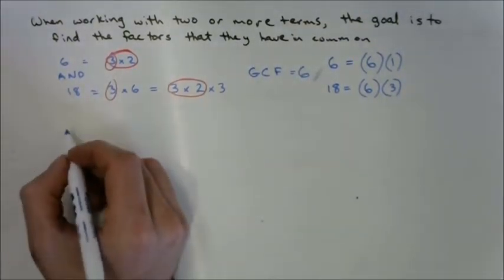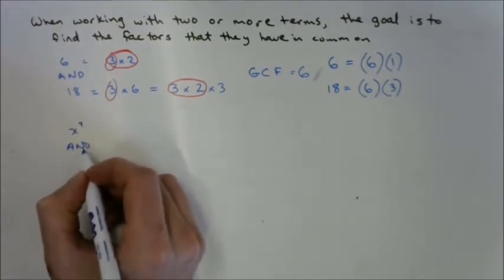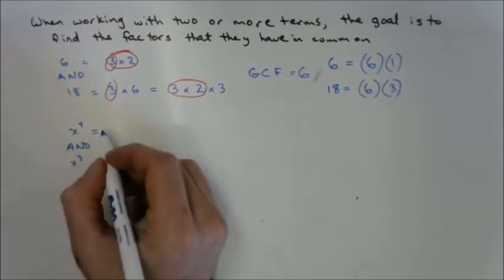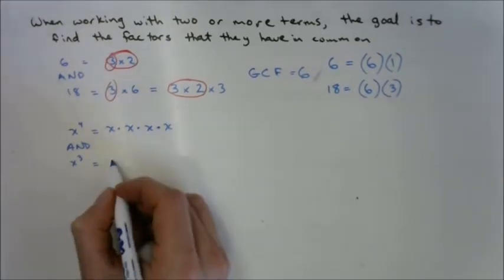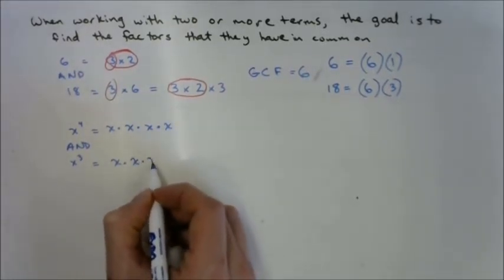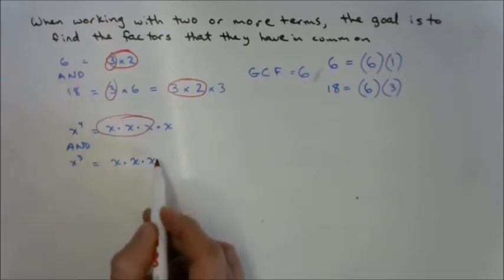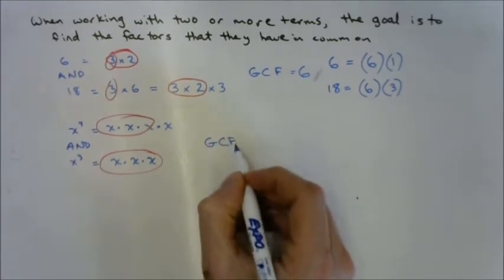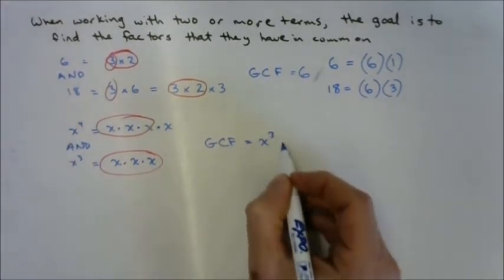Okay, let's get a little bit trickier. Let's go for x to the power of 4 and x to the power of 3. Well, we split these each into their factors. We find out that x to the power of 4 is just 4 factors of x. x to the power of 3 is 3 factors of x. So you say, oh, Mr. B, look, they have 3 factors of x in common, which tells me that the greatest common factor between x to the power of 4 and x to the power of 3 is x to the power of 3.